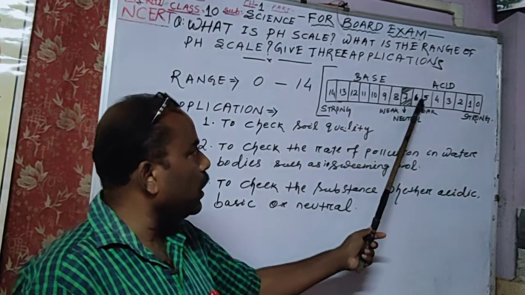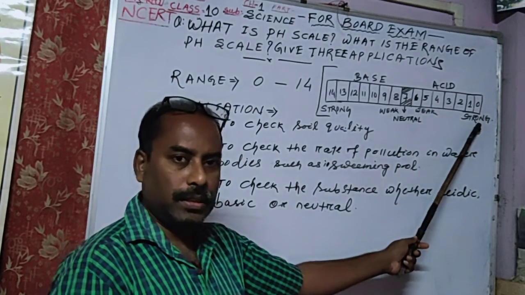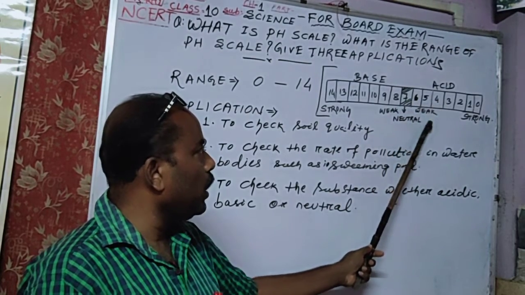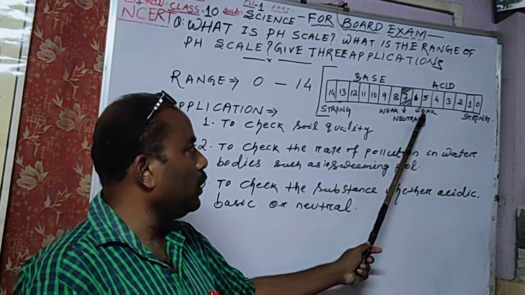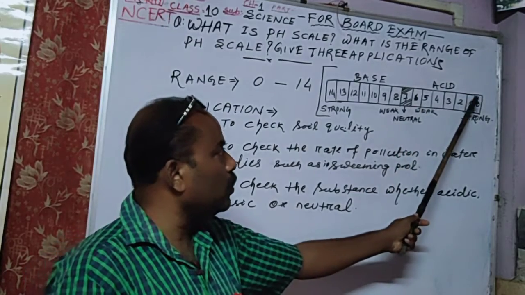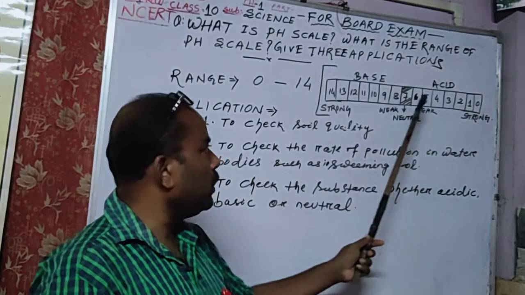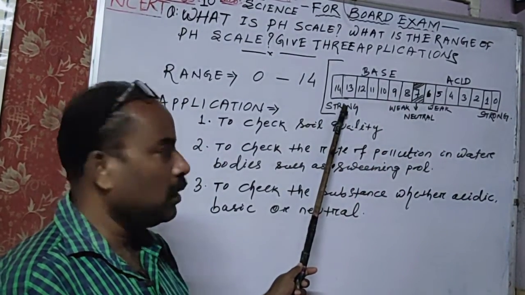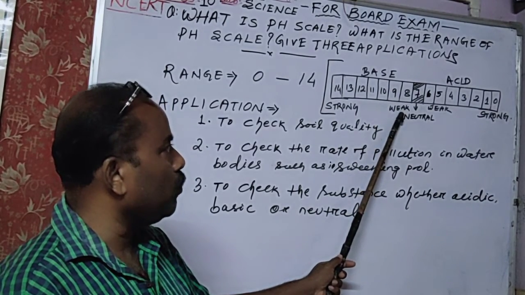Now again, this acid we can divide into two parts, that is weak acid and strong acid. Weak acid comes near about 7, like 6, 5, 4. If pH is 6, 5 or 4, then we can call it weak acid. But if the pH goes to 0, 1, 2, then it is called strong acid. Similarly, the base is divided into two parts, that is weak base and strong base. The weak is 8, 9, 10. If the pH comes like that, then it is weak base.